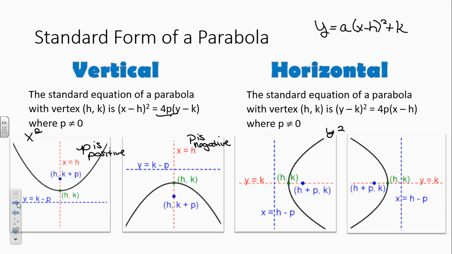When it opens to the right, the y is the part that's being squared, and p is positive. And when it opens to the left, the y is still being squared, but p is negative. So when you're looking at these two equations, notice that the 4p is always being multiplied by the non-squared term. Okay, same thing over here. This 4p is taken times the non-squared term.